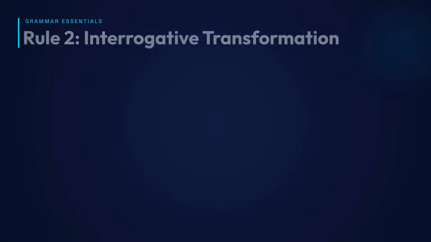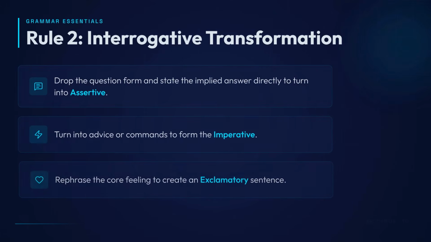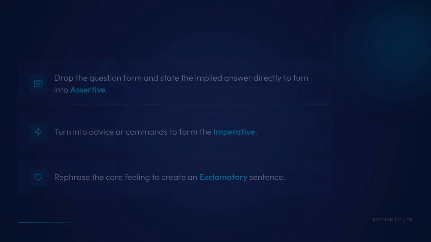Rule 2. Interrogative to assertive, imperative, exclamatory. Most interrogatives here are rhetorical. To assertive, drop the question form and state the implied answer directly.